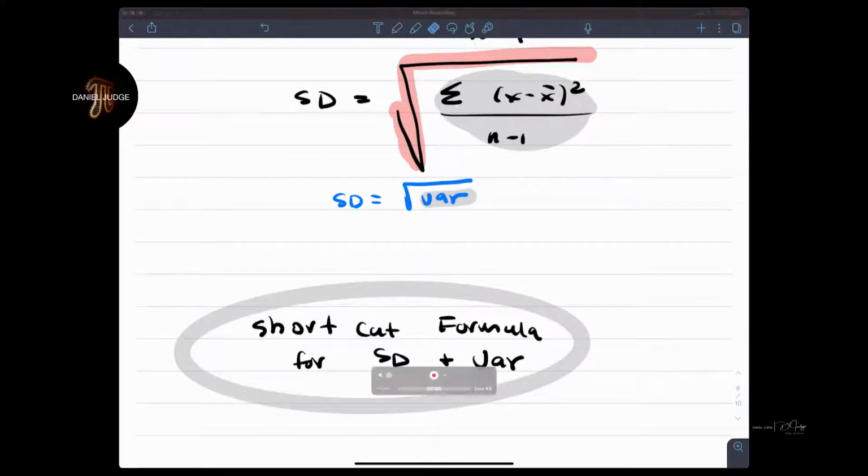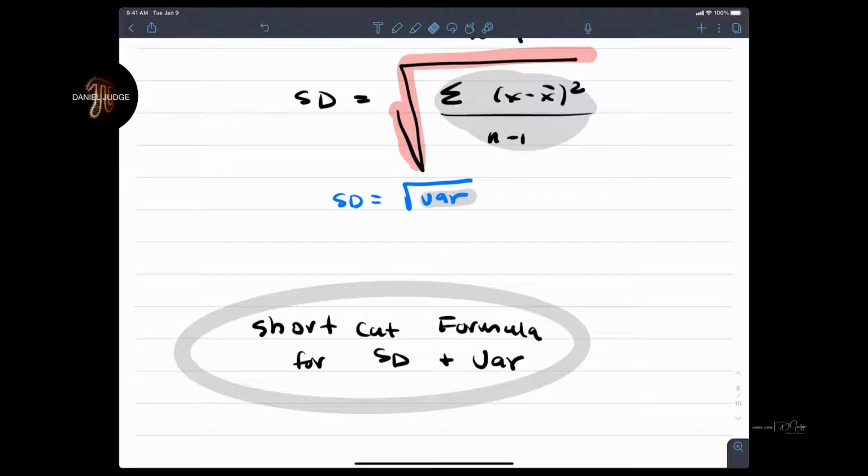Okay, ladies and gentlemen, here is the video that I mentioned that I was going to put up for you guys on the shortcut formula. Here's what we do for the shortcut formula for the variance and standard deviation. If I ever have to compute a variance or a standard deviation, I guarantee you I use the shortcut formula, ladies and gentlemen. Yes, you're going to love it.